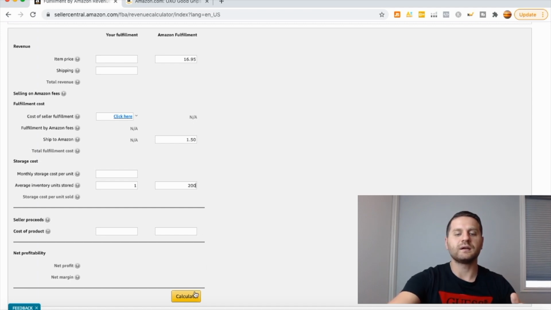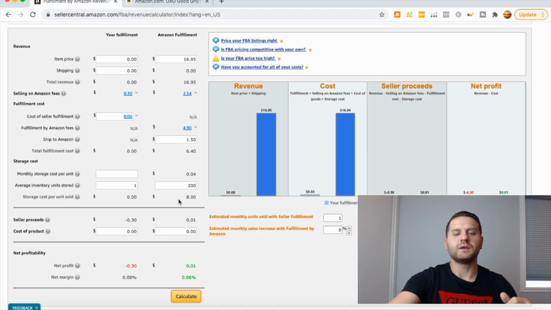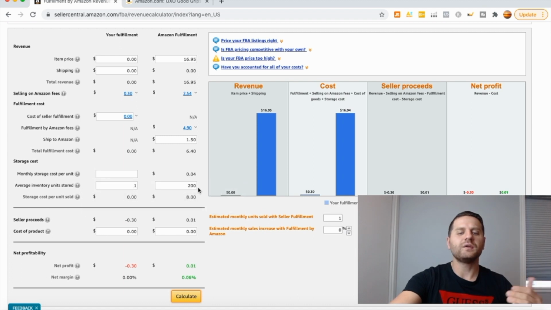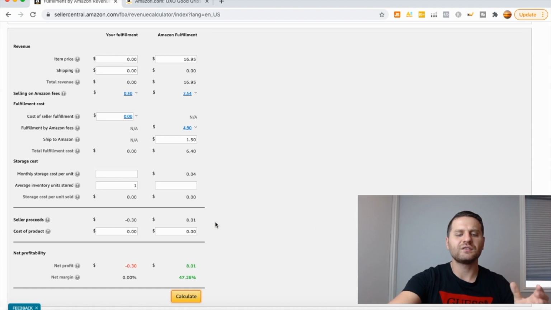And if you go ahead and click on calculate, you will see that it will be $8 for the storage cost per unit sold. Over here it says the estimated amount you will pay in storage for the product per unit sold. It is definitely not going to be $8. So I always ignore the storage cost. For some reason I think there is a mistake here, so I always ignore it.